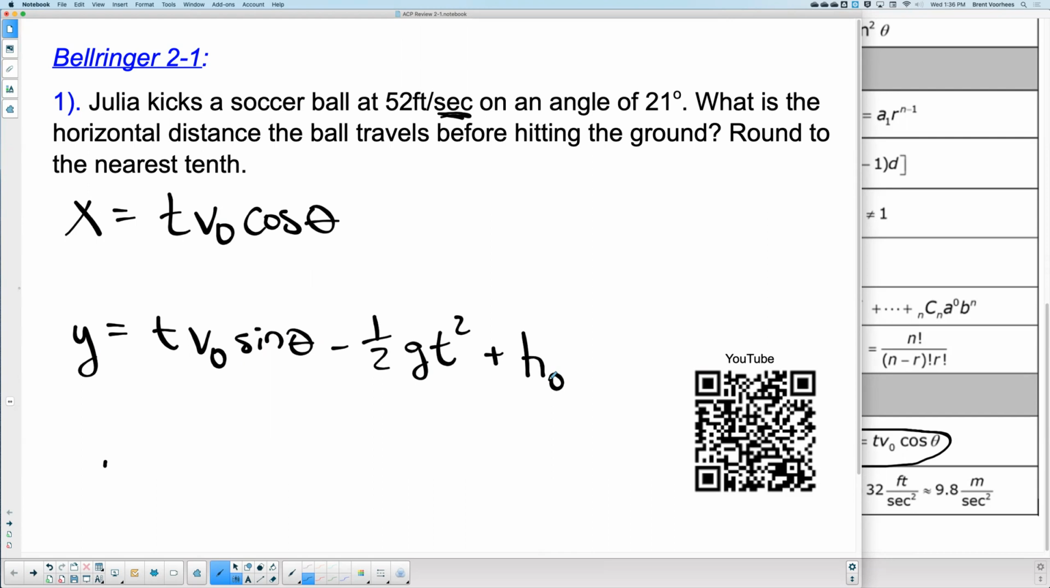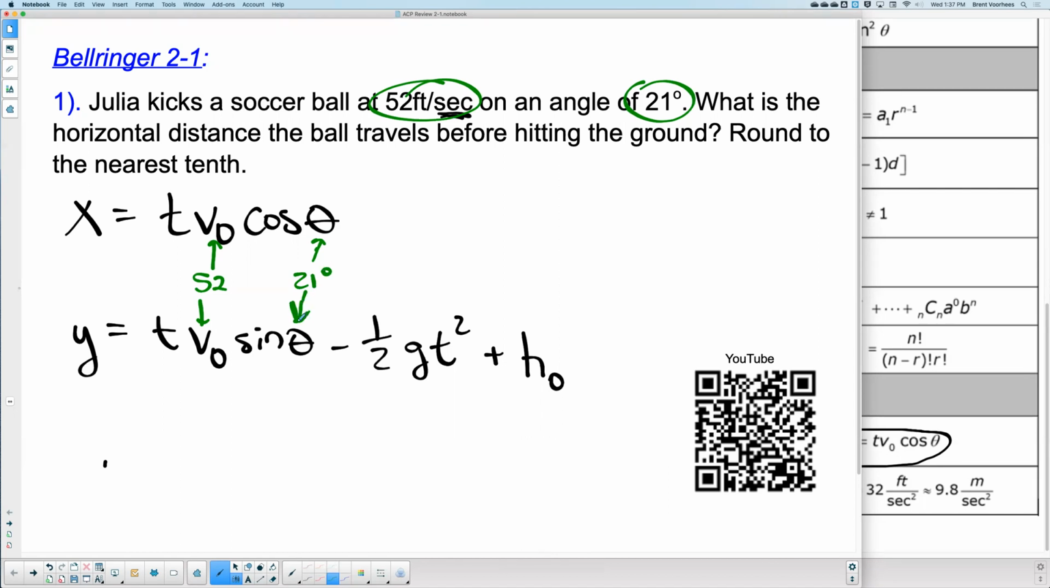Let's go through the problem. It says Julia kicks a soccer ball at 52 feet per second. That's our first value. Where will 52 feet per second go into the equation? That is our v0, our initial velocity. So in both of these equations, they're going to get a 52 right there. It says on an angle of 21 degrees. Where do I put the 21? The thetas. Right here, that's going to be our 21 degrees.